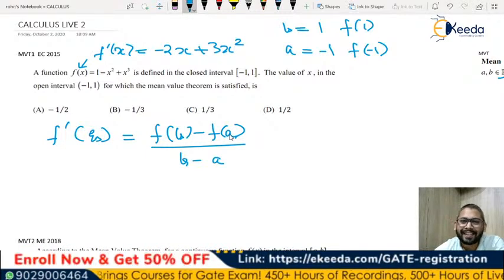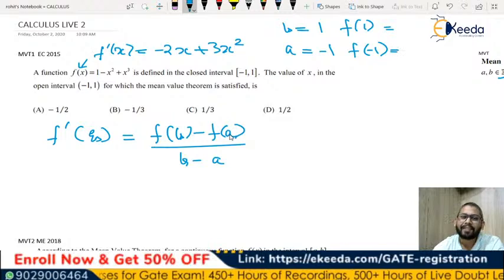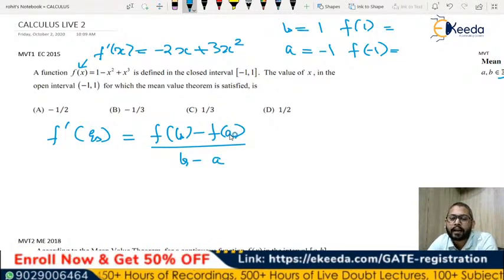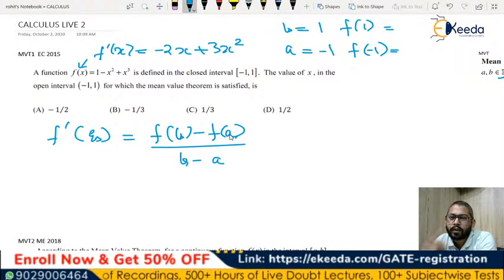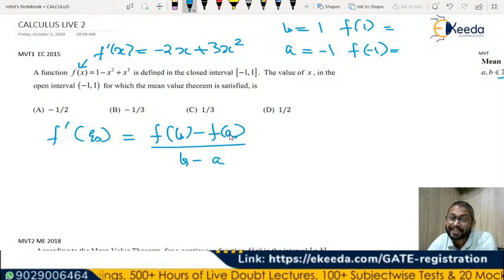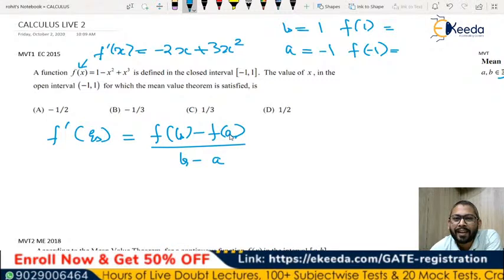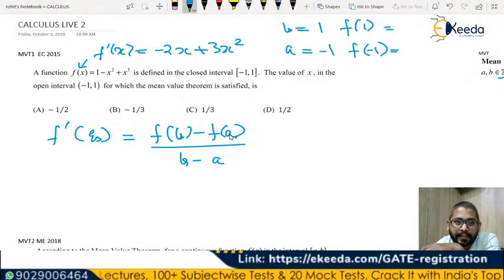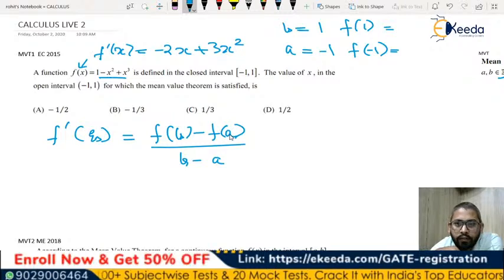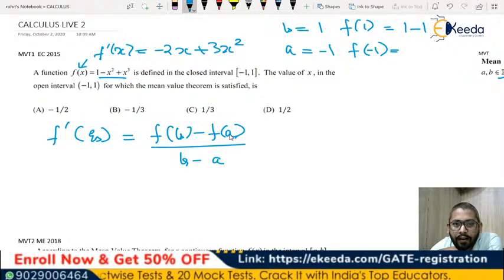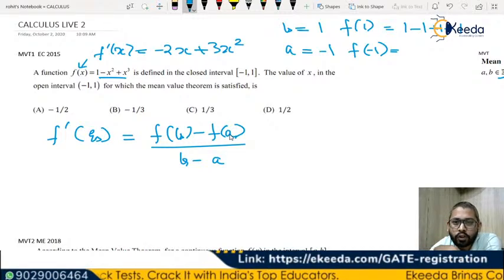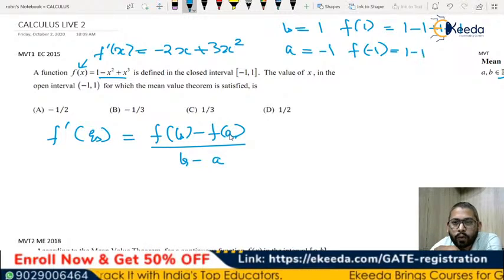The application of this theorem is to find the nature, the concavity of the function, and in that case it will help you find other further things which are of use, right? So let's see. b and a are 1 and minus 1. In that case, let's put 1 in this case. f of 1 is going to be 1 minus 1 plus 1, so this is going to be 1, and f of minus 1 is going to be 1 minus 1 and minus 1, which is minus 1.